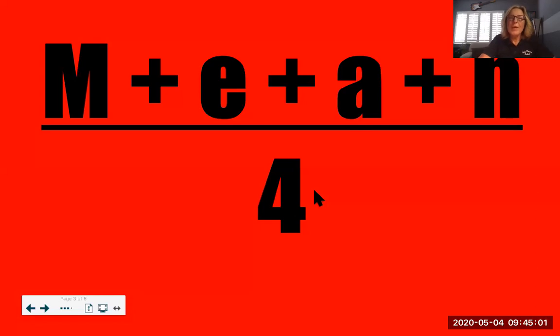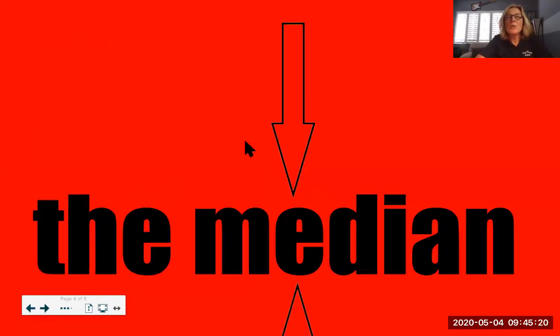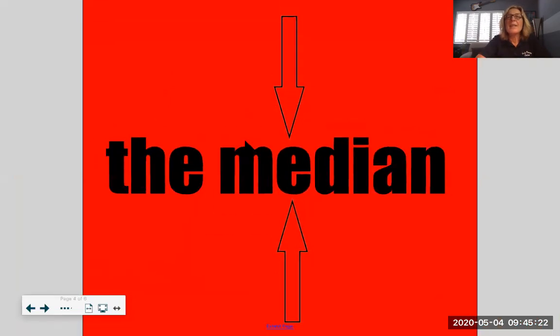Just as a reminder, today we're going to really focus on mean and median. Mean is when you have a group of data values and you add them all up, which is the sum of all the data values, and then we're dividing by the number of data values. And then median is when you arrange the data from least to greatest. It is the value that falls directly in the middle.